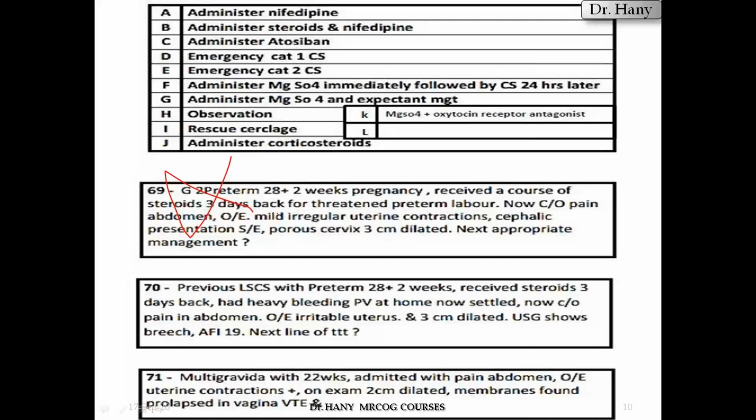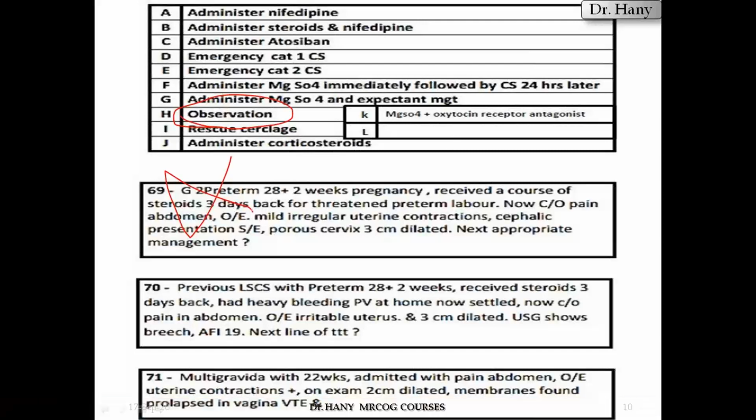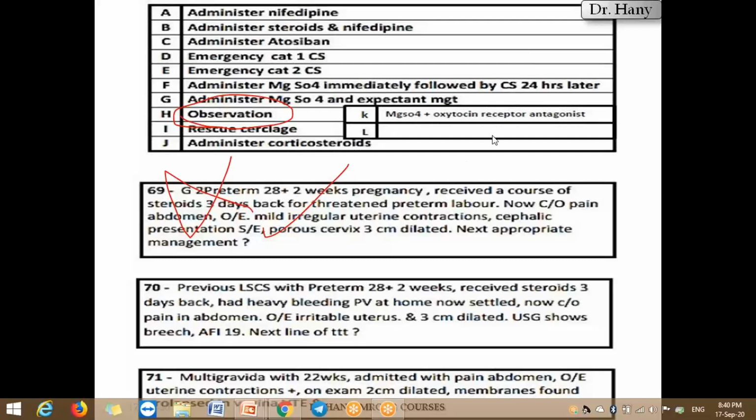Clear? So it's not mentioned anywhere that tocolysis was started. So we assume that tocolysis was started in the scenario because she has received steroids, because nowhere in the question does it say she was on tocolysis. Yes, she should be on tocolysis. We assume it was already indicated in this scenario. It's only given that steroids were given 3 days ago. Nothing about tocolysis is really mentioned in the question. Because the patient already took corticosteroid, she already took tocolysis. Okay?